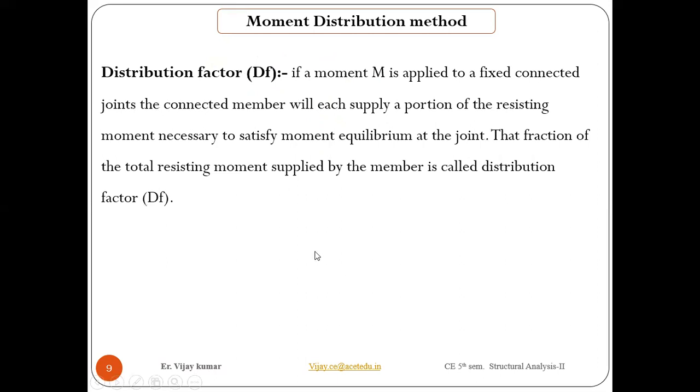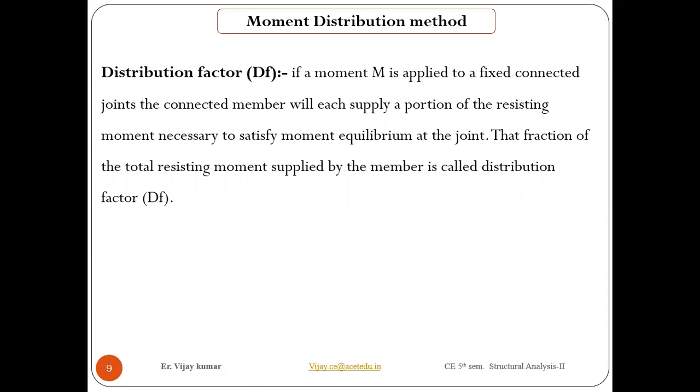So I'm moving further, supposing that you got the point I just explained. Now, the distribution factor, which is represented by DF: if a moment M is applied to a fixed connected joint, the connected members will each supply a portion of the resisting moment necessary to satisfy moment equilibrium at the joint.